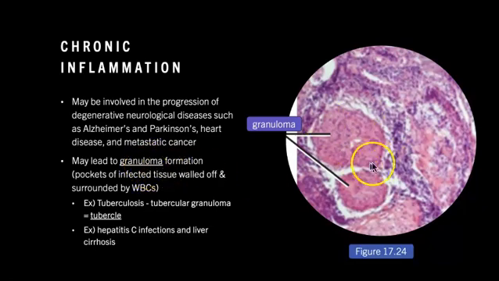A granuloma, which you see pictured over here, is where we have pockets of infected tissue that have been walled off and surrounded with white blood cells. So this image here is actually taken from someone who's suffering with tuberculosis. So we call this a tubercular granuloma or a tubercle. Another disease in which this can happen is in hepatitis C infections and liver cirrhosis. And the white blood cells surrounding this area are mostly going to be macrophages and other phagocytes that are trying to fight the pathogen, but unfortunately, they are typically unsuccessful, and hence it leads to that chronic inflammation.